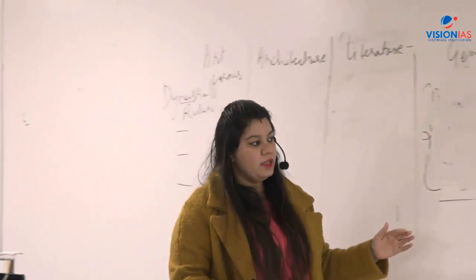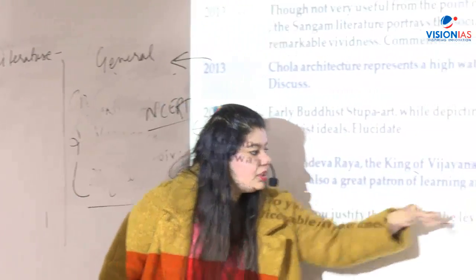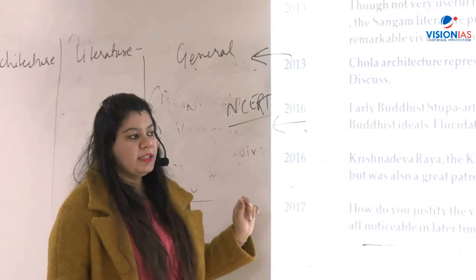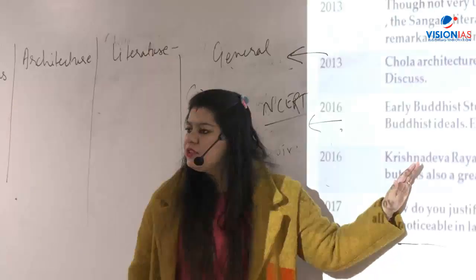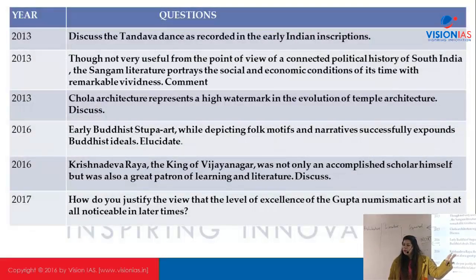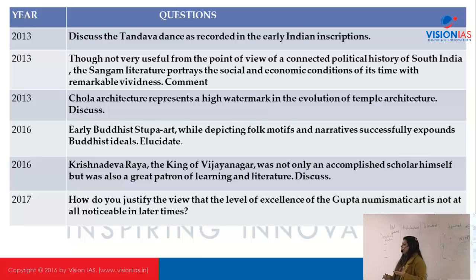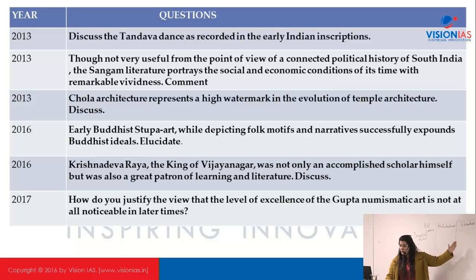Now, if you see, in 2016, there was a question. Krishnadev Raya, the king of Vijayanagar, was not only an accomplished scholar himself, but was also a great patron of learning and literature. Why have they picked Krishnadev Raya and dedicated a question? Because he was so significant in that time period, right? And he had contributed much in literature and architecture. So when you assess and assign that importance of every ruler and dynasty in the fields which are given by UPSC in the syllabus, you are then well prepared.